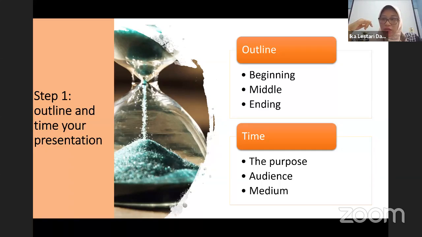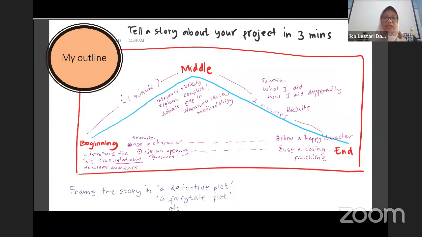Again, by being aware of the time that we have, we can decide how much information is enough. So you need to remember to go back to the first ingredient. When we set up the time, we also need to think about the purpose of our presentation, who our audience are, and the medium that we are involved in, what kind of medium we can use. So this is the outline that I used when I prepared my 3-minute thesis competition.